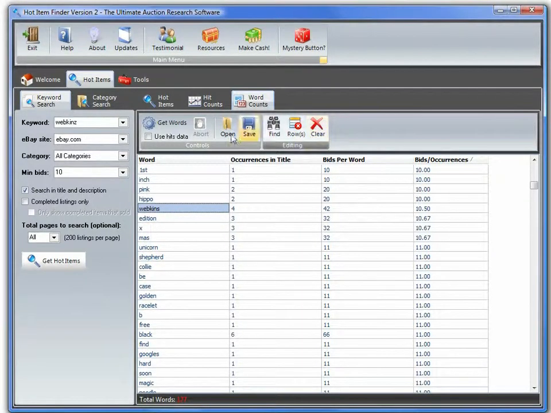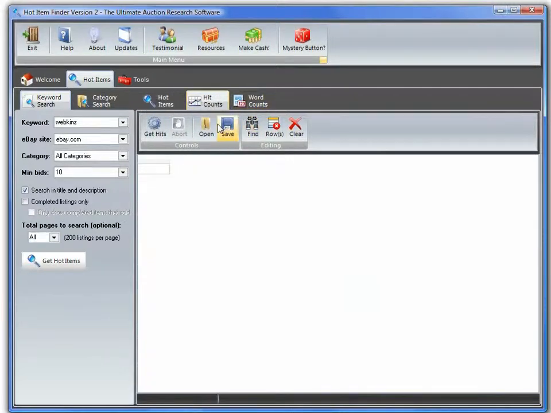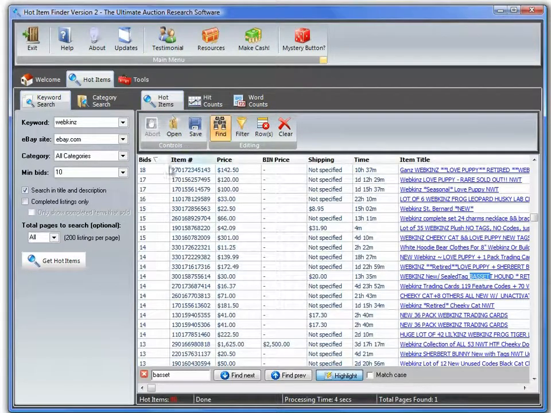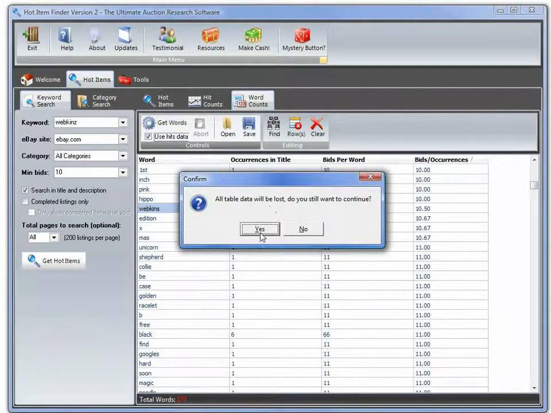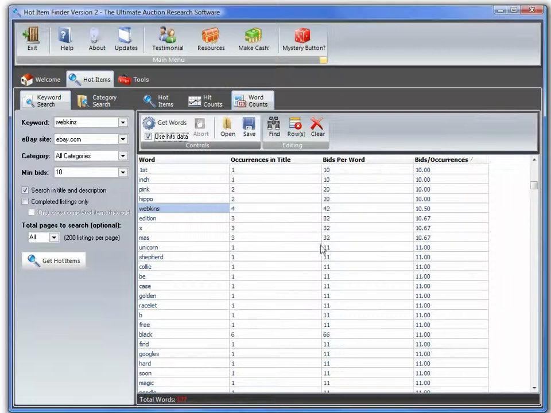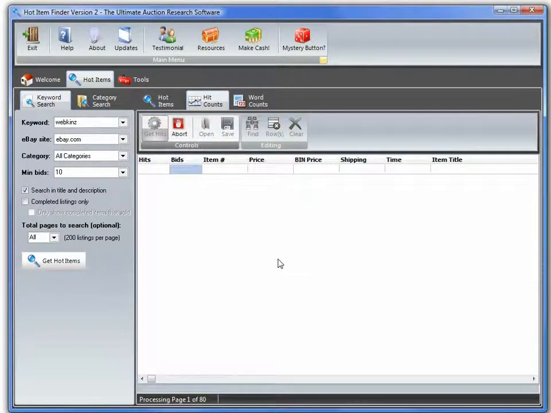Now this is just using the data from the hot items. You can actually use the hit count data as well. But first, before we can use the hit count data, as you can see here, use hit count data. If we select that and try to do it, we can't do it because there is no hit count data yet. So we have to generate the hit count data. As I explained in another video, what this does, it goes to all the corresponding auctions in the hot item list, and extracts the total number of hits that actual auction has received on eBay.